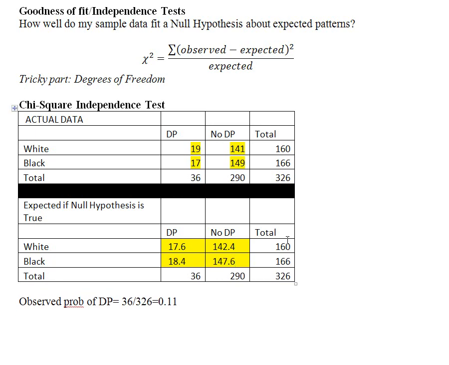All right. So now we have what would be expected if the null hypothesis is true. What would the data look like? Well, we would expect about 18.4 of the 166 black defendants to get the death penalty. Now let's just verify that that's 11% the way we did it, right? So 0.11 times the 166 black defendants should give us that 18.4.